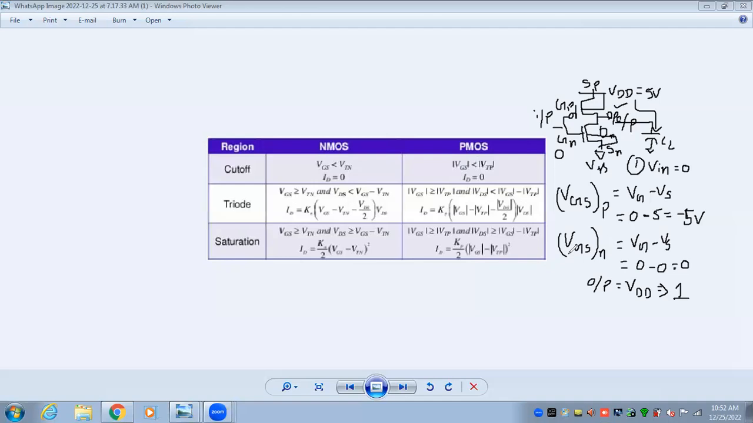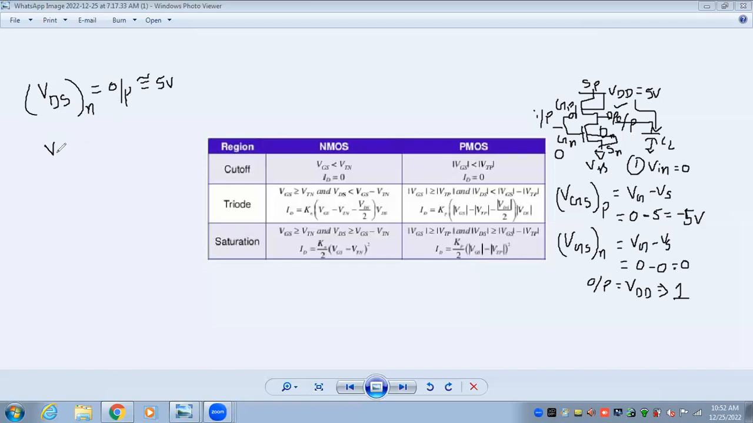Now "on" means in which region it is on. Linear region or non-saturation is also on, saturation is also on. So in this case, since we have the output voltage, I'll write here, output voltage of NMOS: VDS of NMOS, which is nothing but our output voltage, is approximately equal to 5 volts.